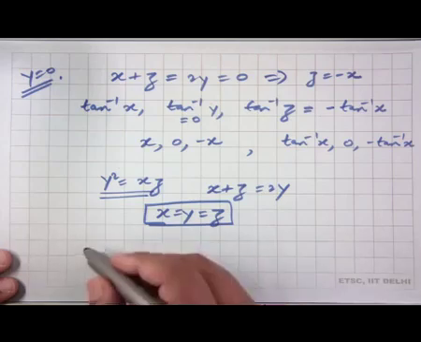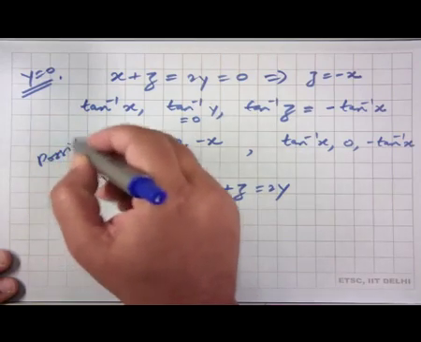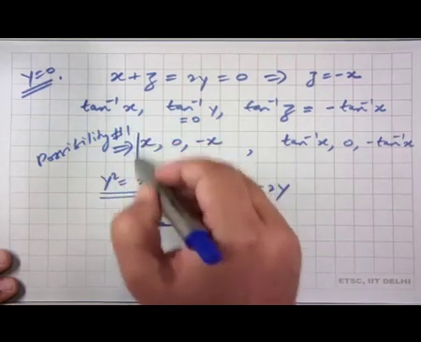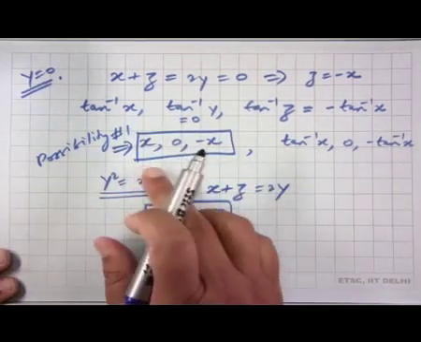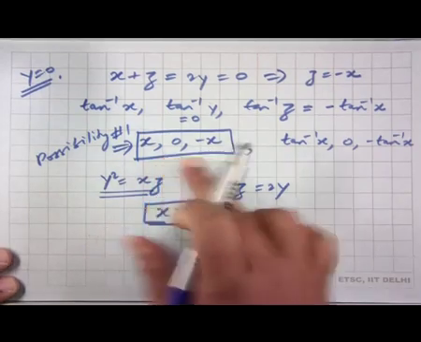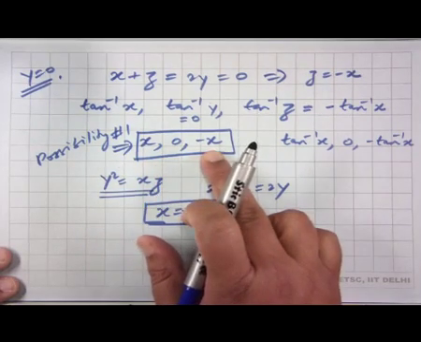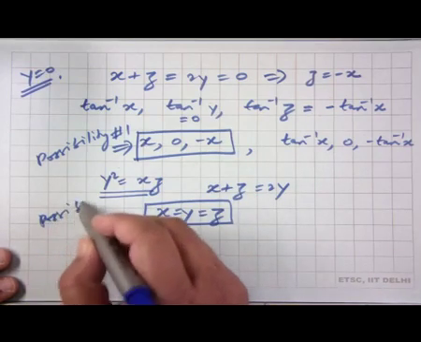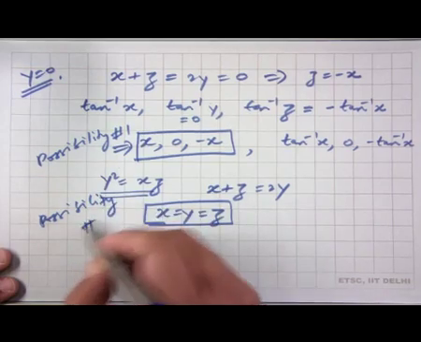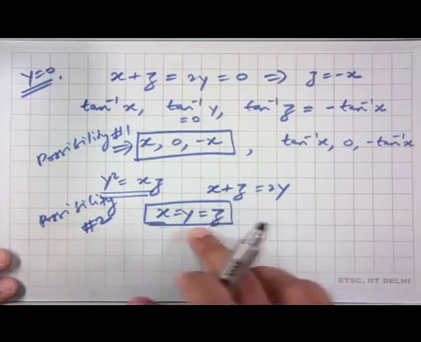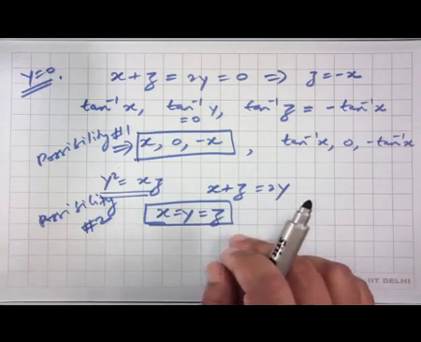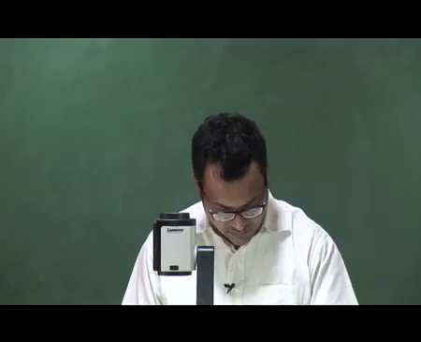So, we only have two possibilities. Possibility number 1 is that y is 0 and z is equal to minus x, and possibility number 2 is that x, y and z are all equal. These are the only two possibilities.